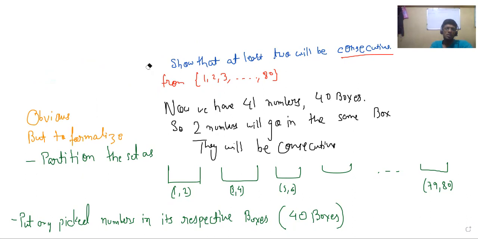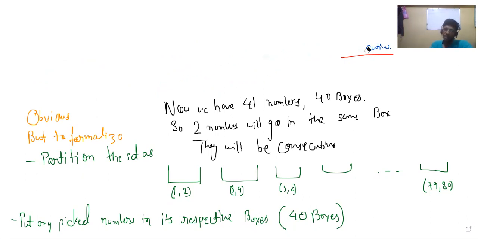But our boxes are not all consecutive possibilities. They are consecutive, but we are getting something very interesting here: there will be two numbers which are consecutive, where the smaller one will be odd and the larger one will be even. That's what we have proved. We have proved a little bit more.